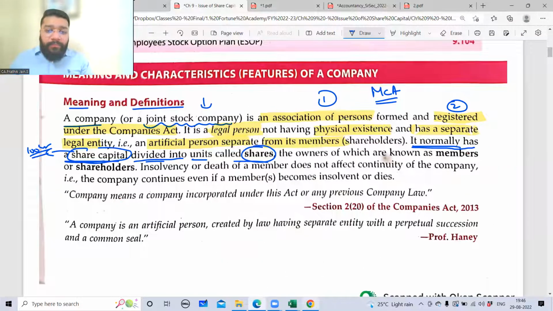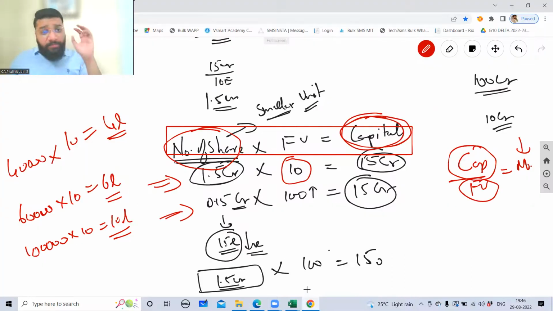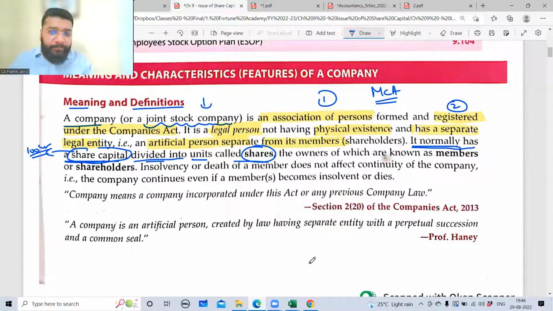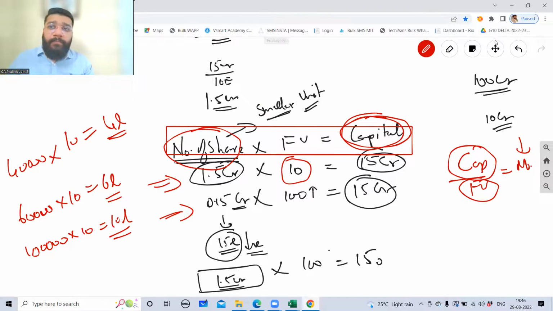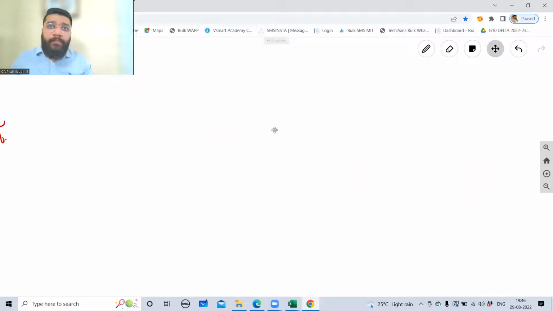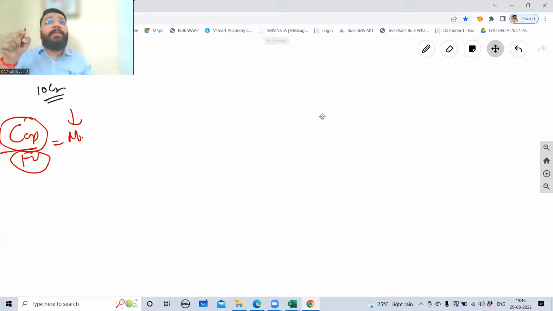Sir, the face value will be fixed by the company, right? Yes, when the company is created, at that time you have to say what face value you want to keep for your share. Whether you want to keep it 1 rupee, 2 rupee, 5 rupee, 10 rupee, 50 rupee, 100 rupee, or 1,000 rupee, you need to inform the government. Accordingly, it will be divided. The number of shares multiplied by the face value should be equal to the capital.